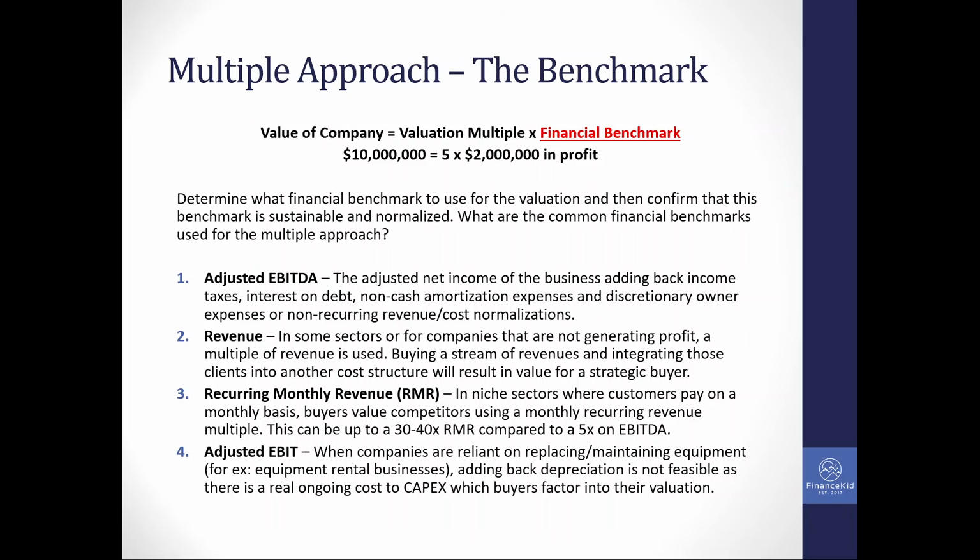Now, the number 2 is revenue. And in some sectors where either the business is not profitable or it's commonly accepted to use revenue, like in technology or like in software-based businesses, well, really what the buyer's looking for is simply to buy critical mass in the customer book. Because the logic is that I'm buying your revenues, dropping it onto my infrastructure, and therefore my costs may be different than your costs.